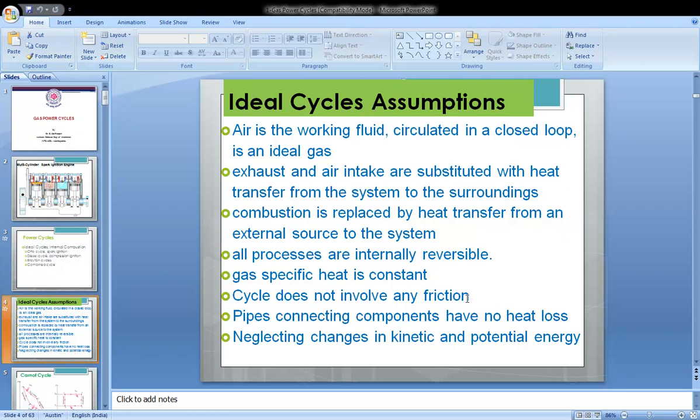All the processes are internally reversible, and the gas specific heats are constant, so we use the specific heat at constant pressure or constant volume. The cycle does not involve any friction, the pipes connecting the components have no heat loss, and changes in kinetic energy and potential energy are neglected. All these assumptions are taken into consideration for the ideal cycles.